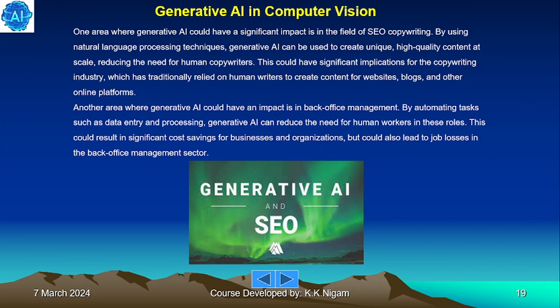Another area where generative AI could have an impact is in back office management. By automating tasks such as data entry and processing, generative AI can reduce the need for human workers in these roles. This could result in significant cost savings for businesses and organizations, but could also lead to job losses in the back office management sector.